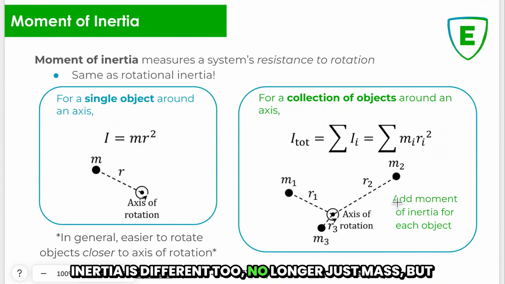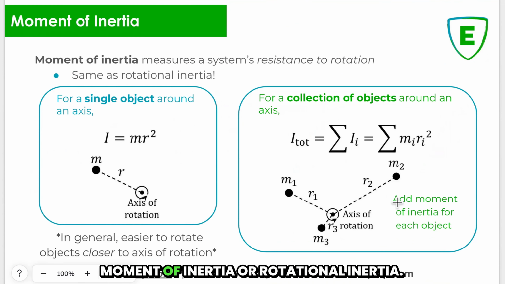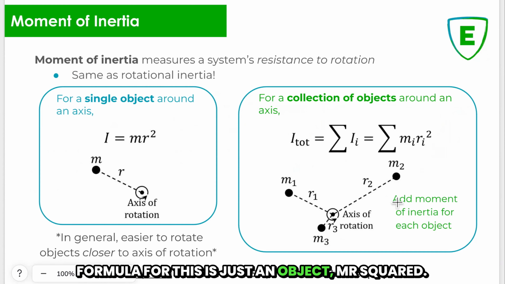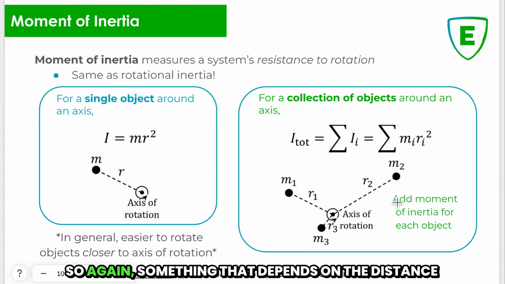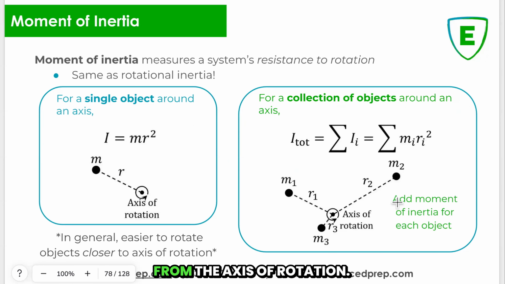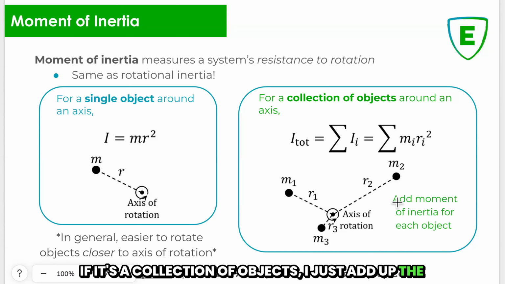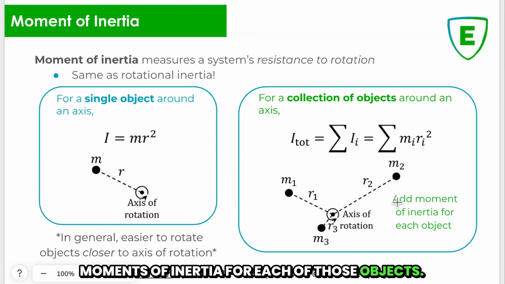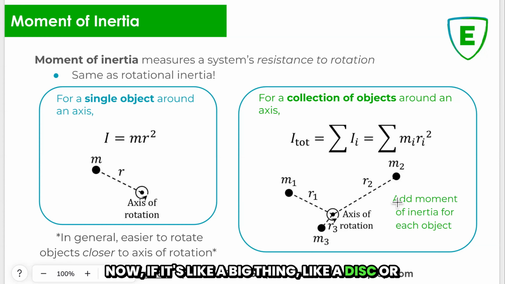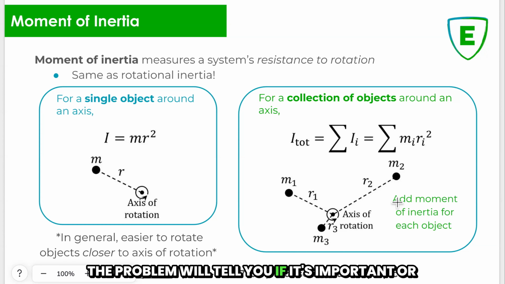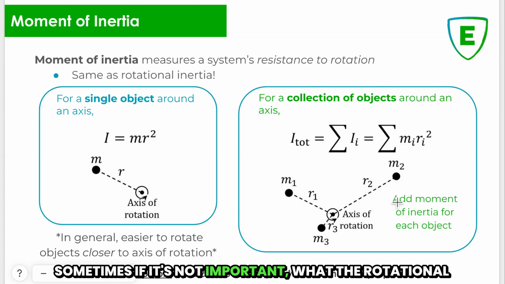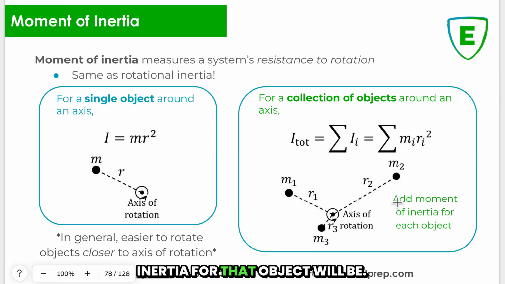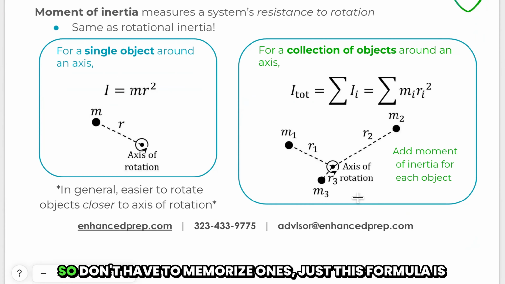Inertia is different too, no longer just mass, but moment of inertia or rotational inertia. Okay. Formula for this is just mr squared. So again, something that depends on the distance from the axis of rotation. Okay. If it's a collection of objects, I just add up the moments of inertia for each of those objects. Now, if it's like a big thing like a disk or cylinder, the problem will tell you if it's important, or sometimes if it's not important, what the rotational inertia for that object will be. Okay. So don't have to memorize ones, just this formula is the important one.